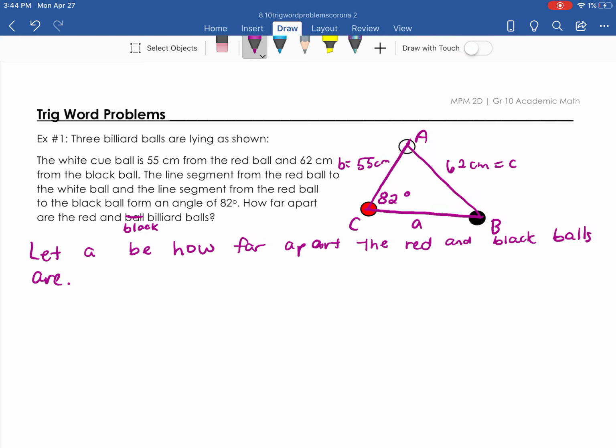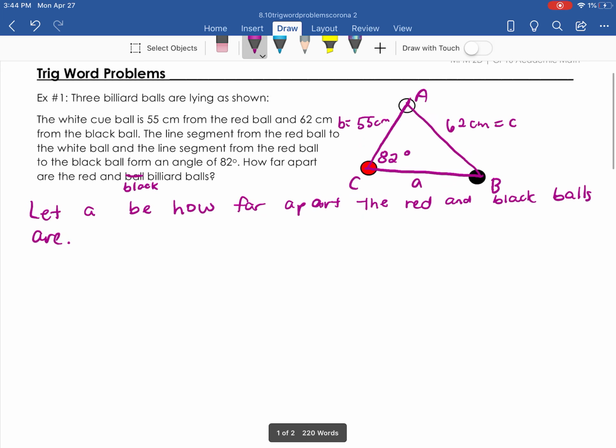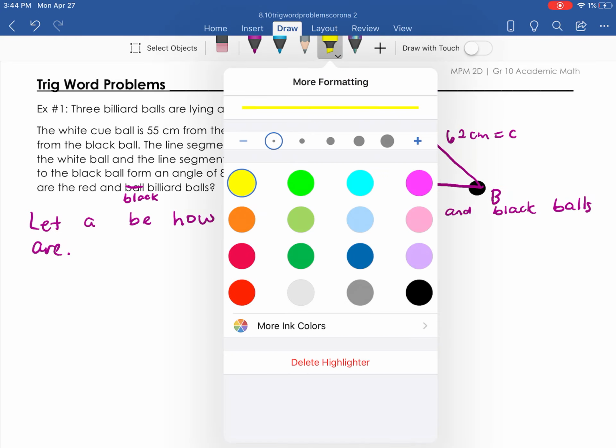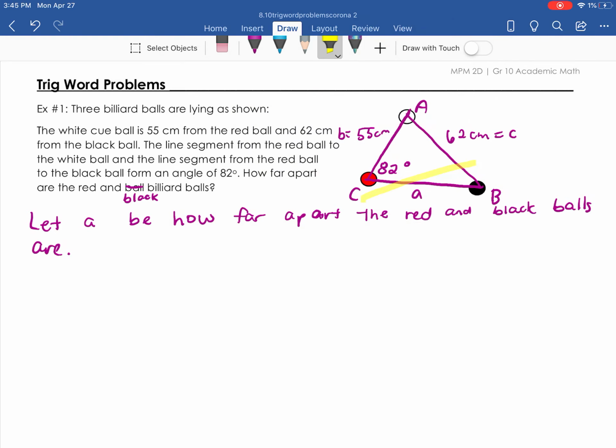Okay. Now, here's a problem with this question. In order to do the cosine law, you need side, side, side, which we do not have, or you need side, angle, side. So we would have to know the angle between 55 and 62, which we don't. But we do have a full ratio here. So we're going to use a combination and try to figure this out.